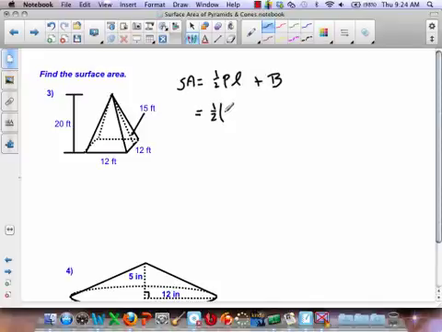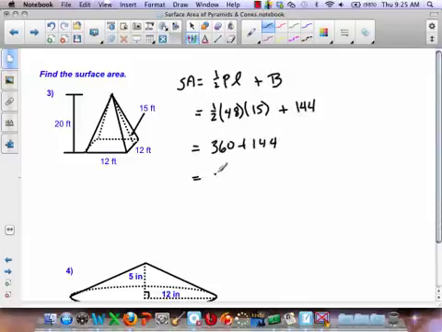All right, what is the perimeter of my base? 24? 40? 48. 4 times 12 is 48. What's my slant height? 15. Now, how do I find the area of my base? 12 times 12, which is? 144. Alright, so all we do is figure out what half of 48 times 15 is. How much? 360? We got 360 plus 144 is 504 feet squared.